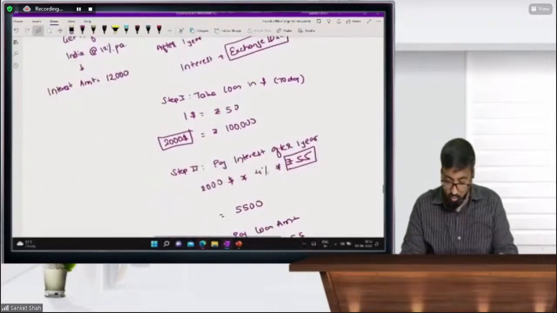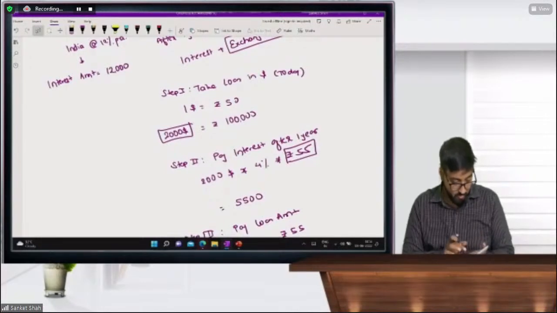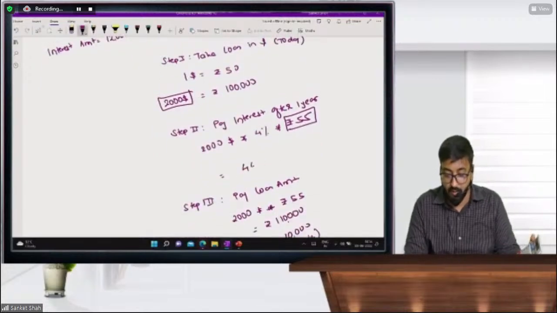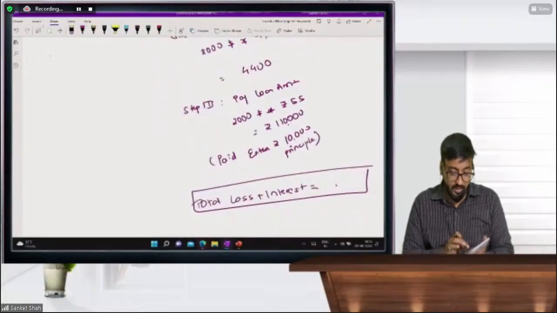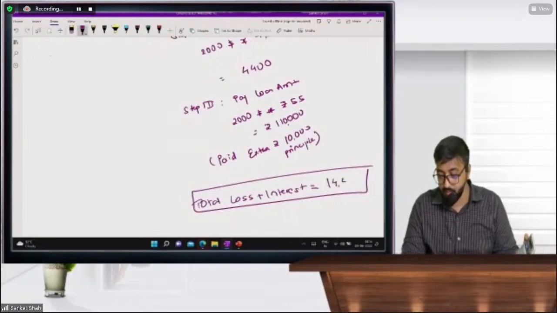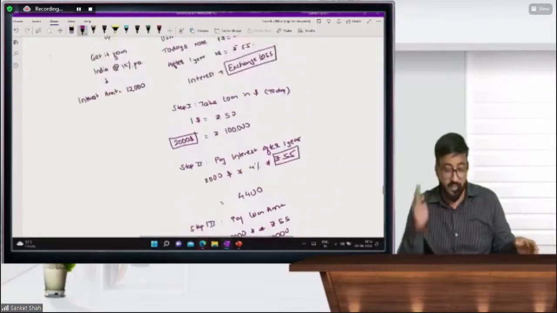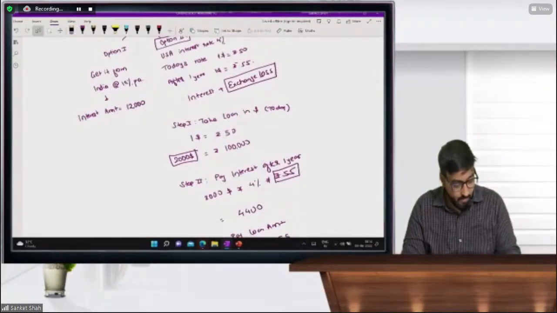Step 2. I think I am wrong. 2,000 into 4% into 55. Sorry, it is 4,400. Yes. Wait, 4,400 plus 10,000. Sorry, it is 14,400. I think I have taken 2,000 into 5%. Sorry, I have taken 5%. Okay. Interest is 4,400. Yes.